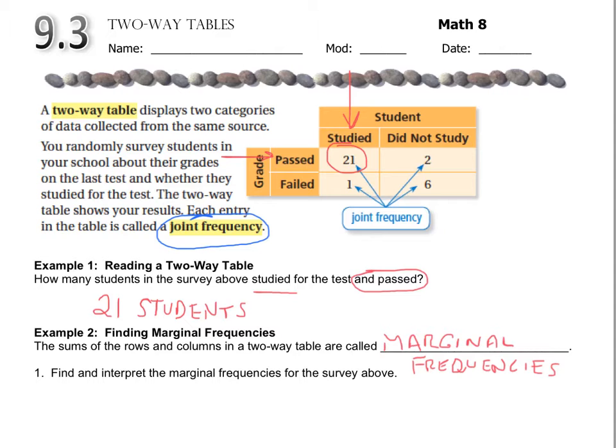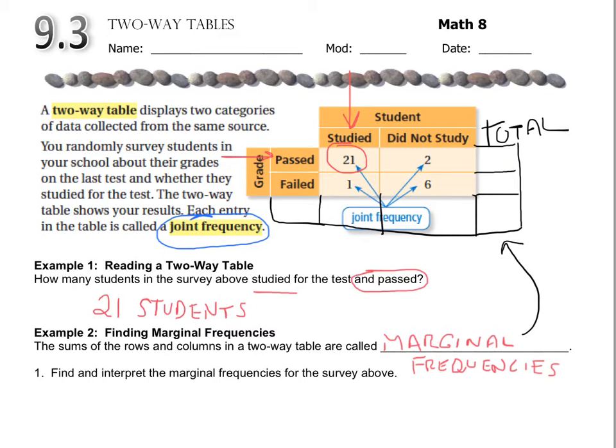So we end up extending out a little bit further if we were doing the true two-way table. Our marginal frequencies are these numbers out here, because these are the totals that we are looking at. As I add straight across, there would be 23 students who passed, 7 students who didn't pass, 22 of our students who studied, and 8 of our students who didn't study.